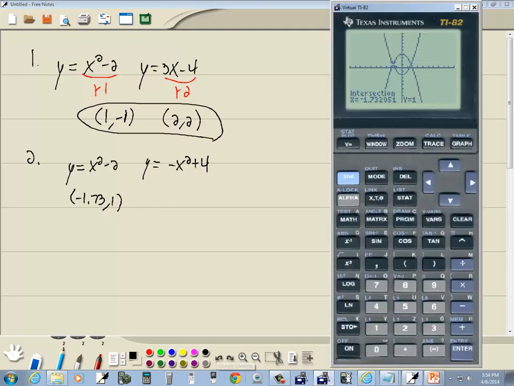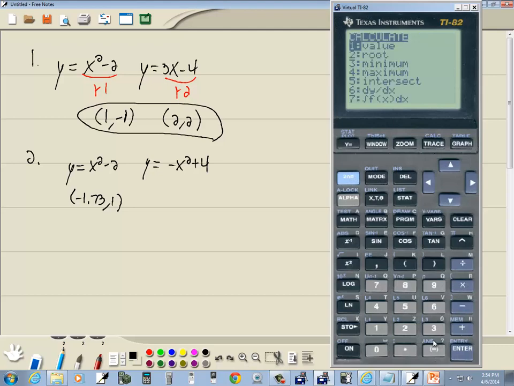Well, we've got another one. We're on this right side. So I'm going to do 2nd Trace again. Choose 5 for intersect. Enter on first curve, Enter on second curve, and I'll press my right arrow key and hold down, move my cursor over close to that one, and then press Enter. And that gives us 1.73 and 1.